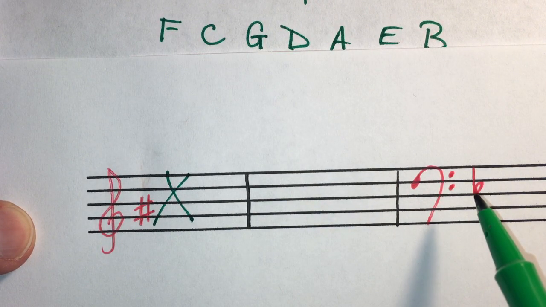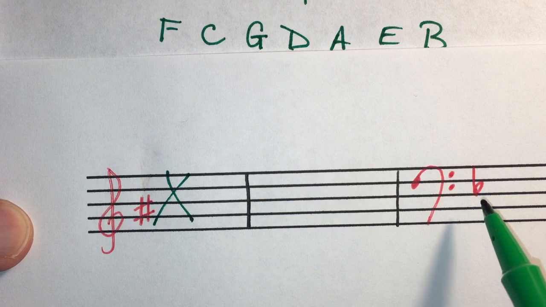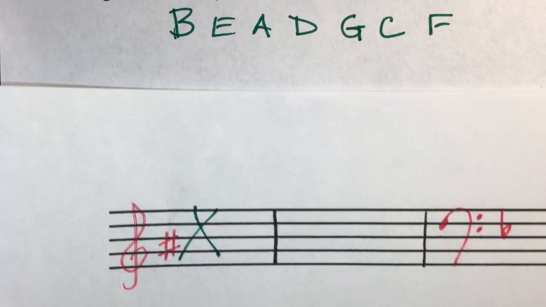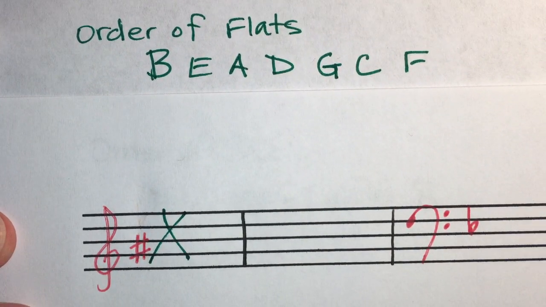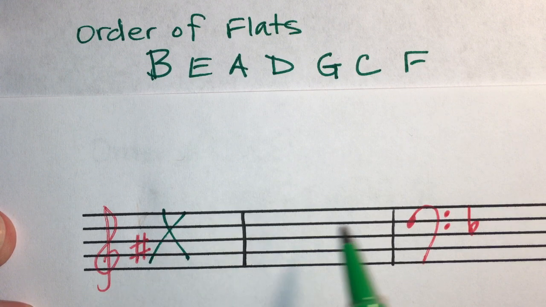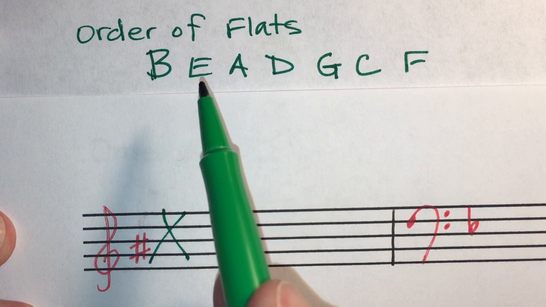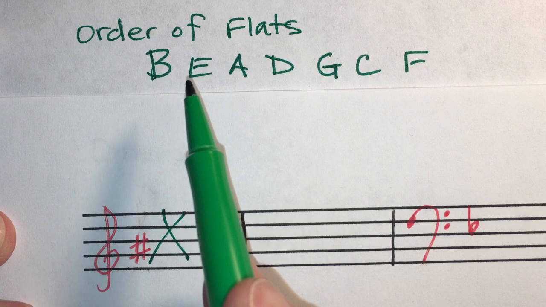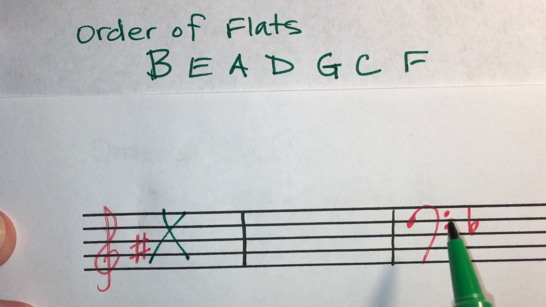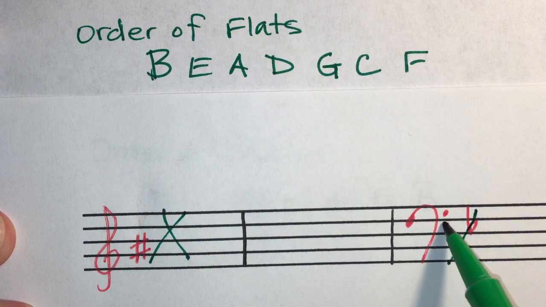Bass clef, one flat on E. The order of flats, B, E, A, D, G, C, F. Same problem we had over here. To have an E flat, you've got to also have a B flat. So you should have a B flat and an E flat, but there's no B flat. So this is incorrect also.